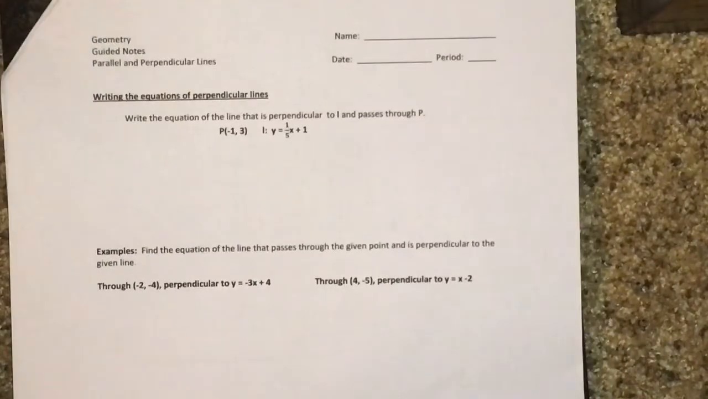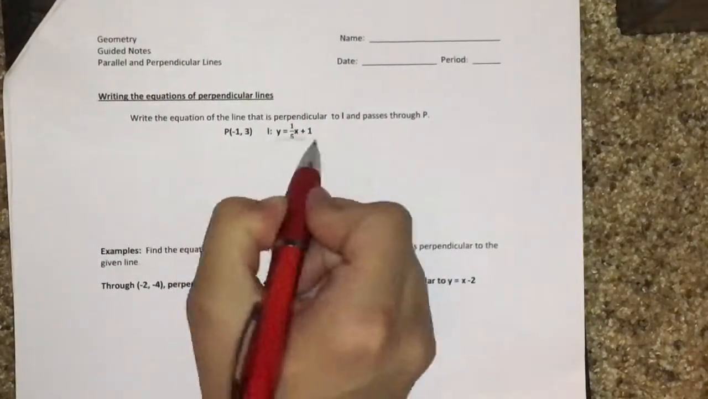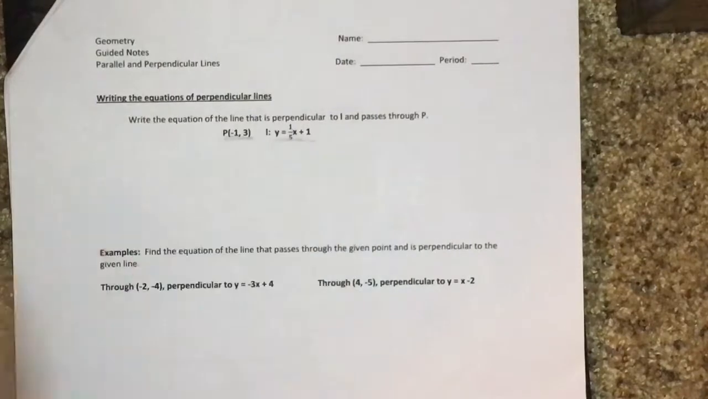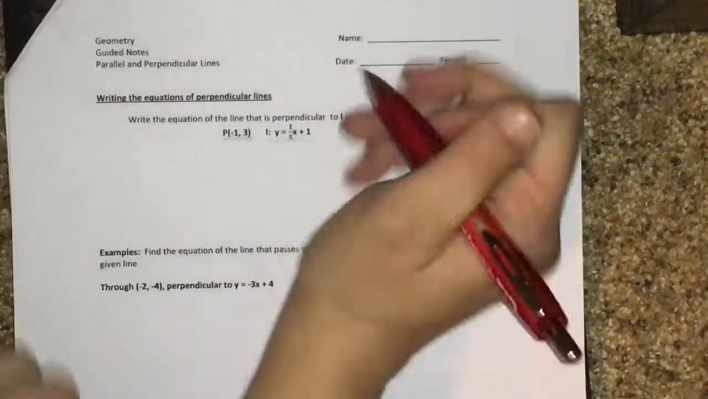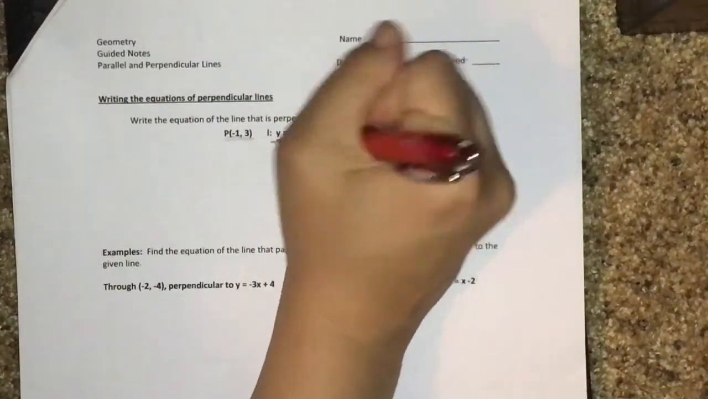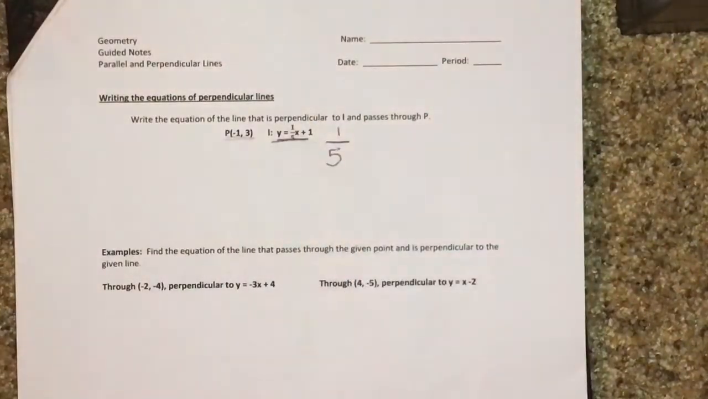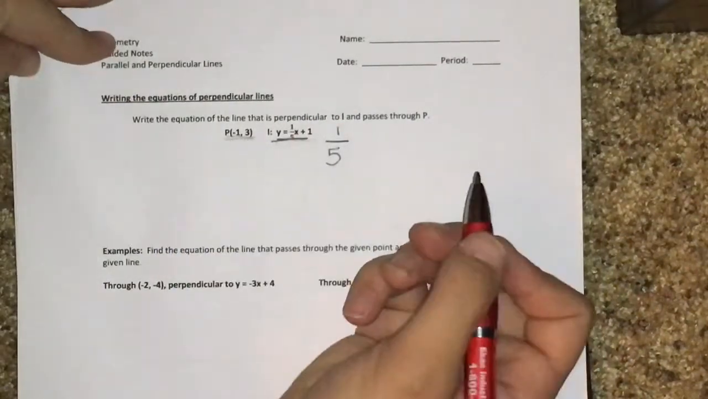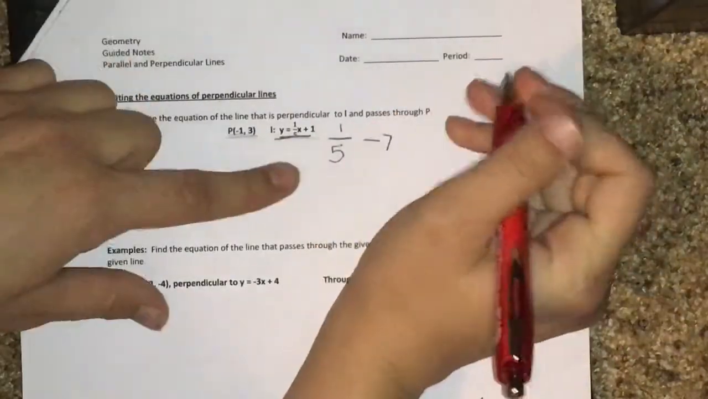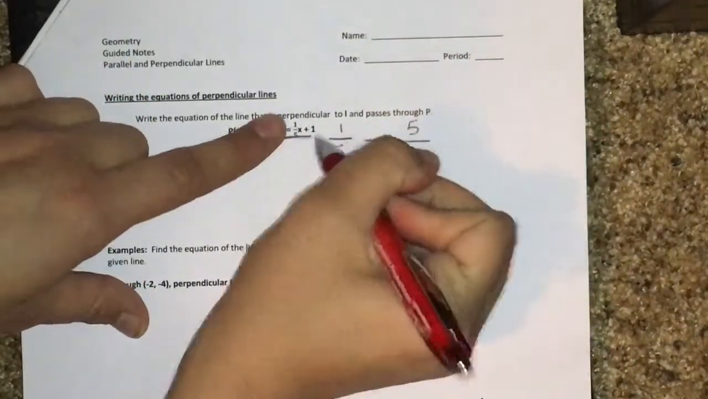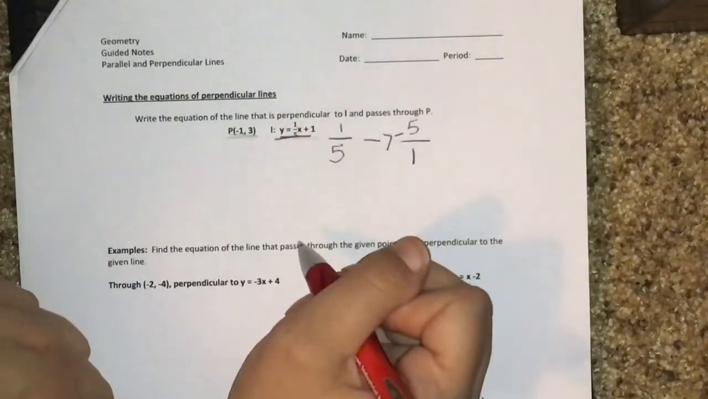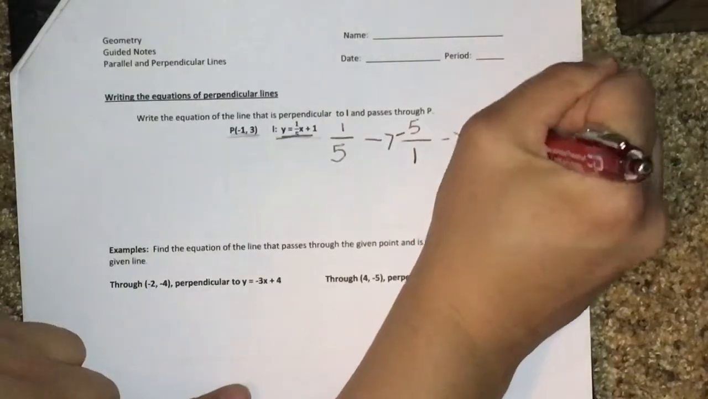So, writing the equation of perpendicular lines, looking at example 1, it says write the equation of the line that is perpendicular to l, so perpendicular to this line, and passes through point P. Well, first thing we're going to do is identify the slope of our new line. If we want to be perpendicular to this line, and the slope of this line is 1/5, we want to identify the opposite reciprocal slope because that will be the slope of our new line. So 1/5, flip it, 5/1, and it was positive, so it becomes negative 5/1, or just negative 5.